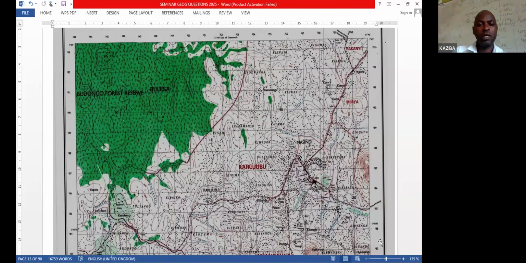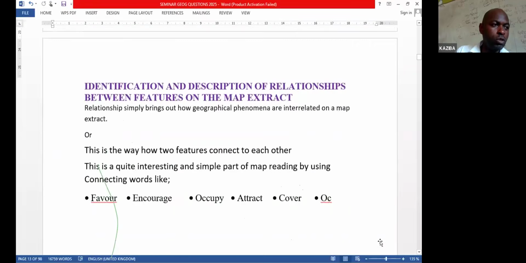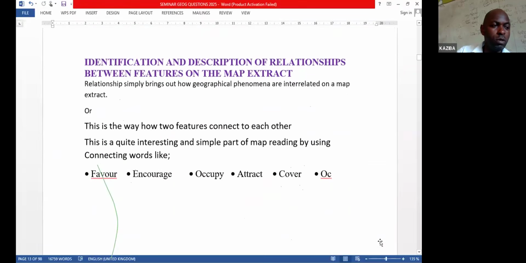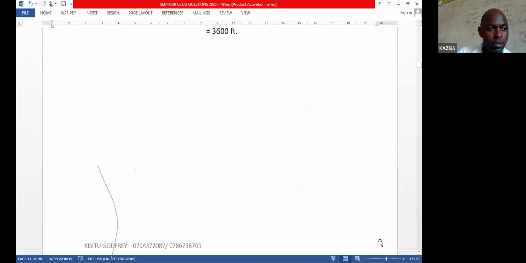Okay, we're done with map work. Maybe you shall get another time to look at map work. We're now going to section B.